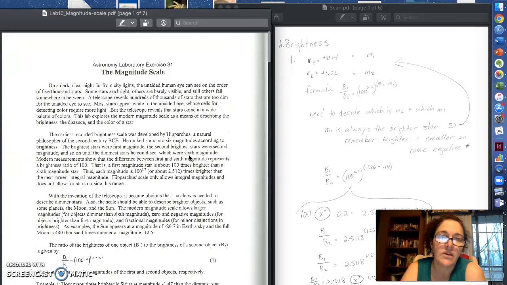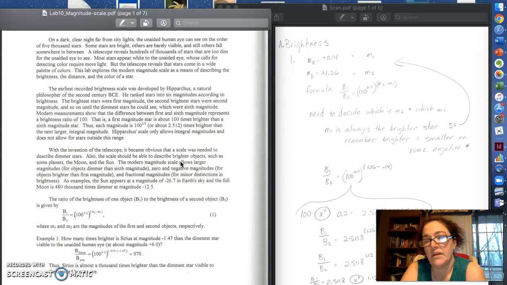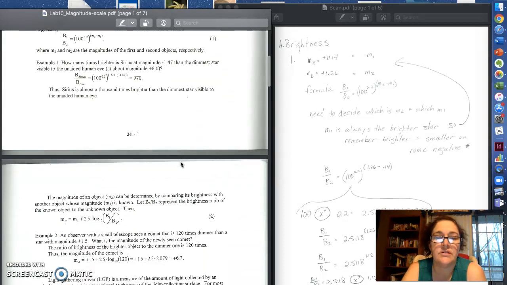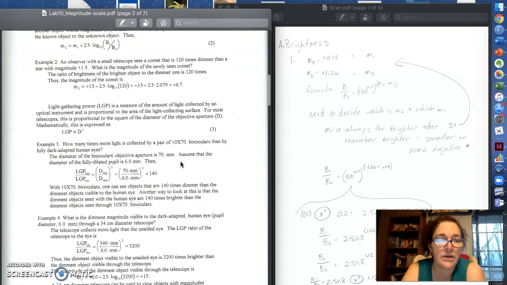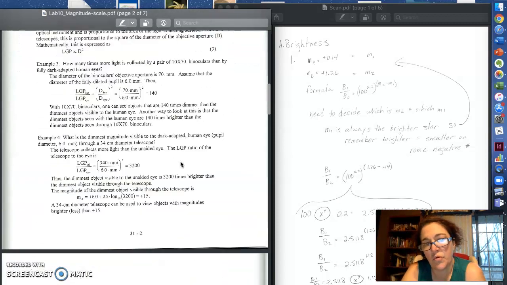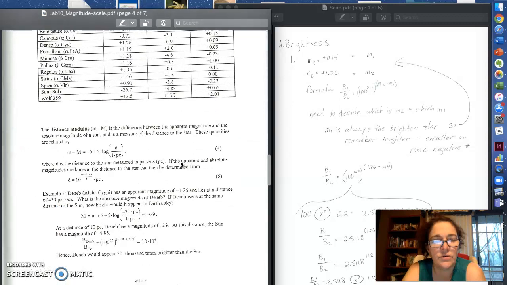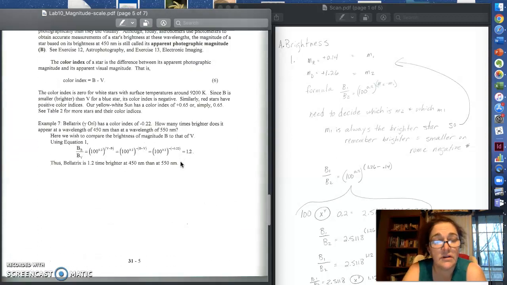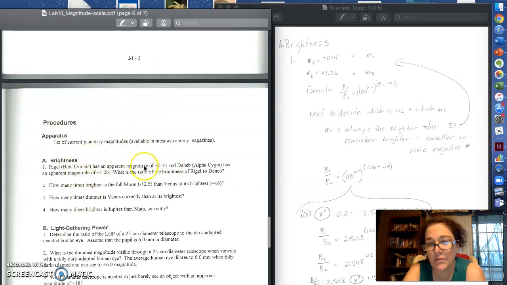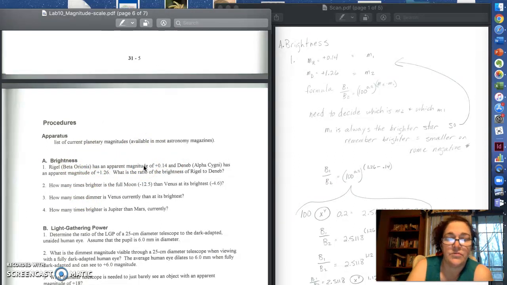So the lab for this week is all about brightness and light gathering potential and the distance modulus. Read through this, try and work some of these problems, and then we're going to come down here to the problems. I'm going to show you over here how I solved the first problem of each type so that you can then try and solve the second ones on your own.